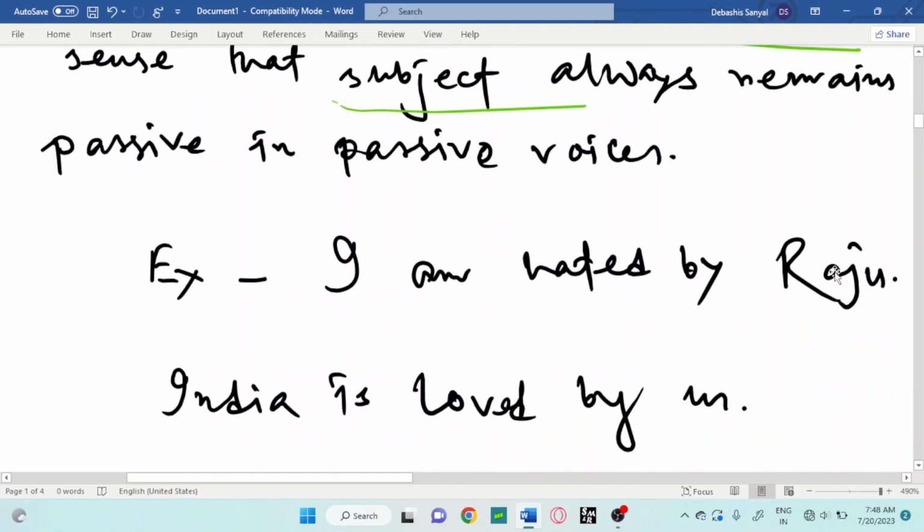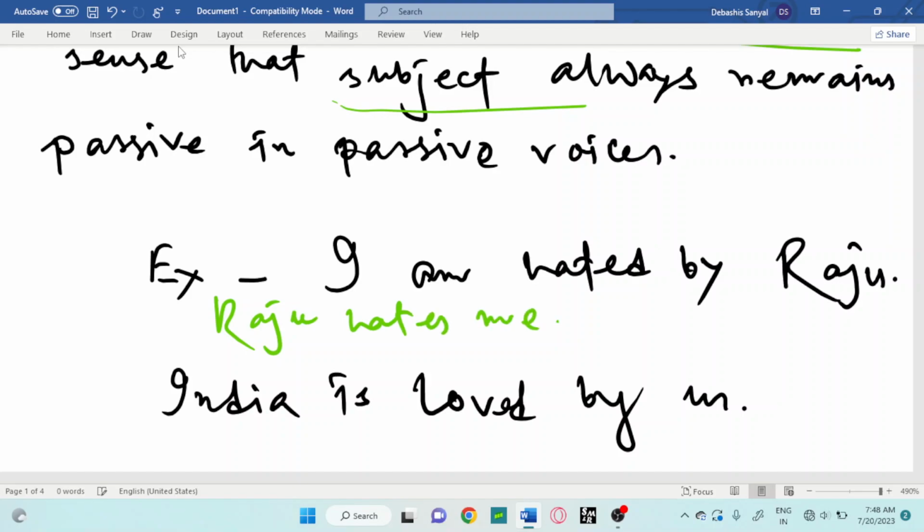I am hated by Raju. Suppose I am directed to write the sentence into an active one, then I may write it this way: Raju hates me. See the differences between the two sentences: I am hated by Raju and Raju hates me. Both sentences give the same meaning, but with different structures.